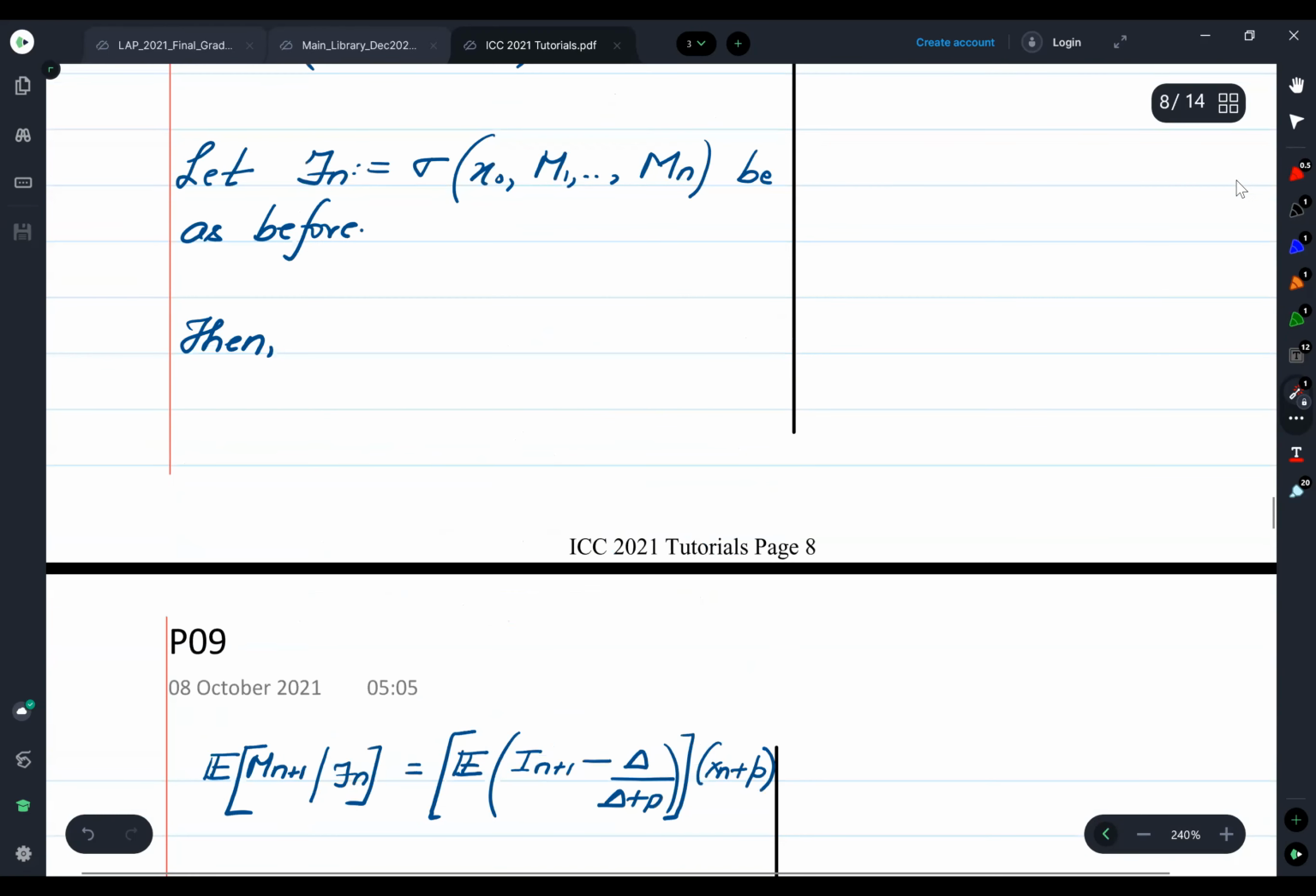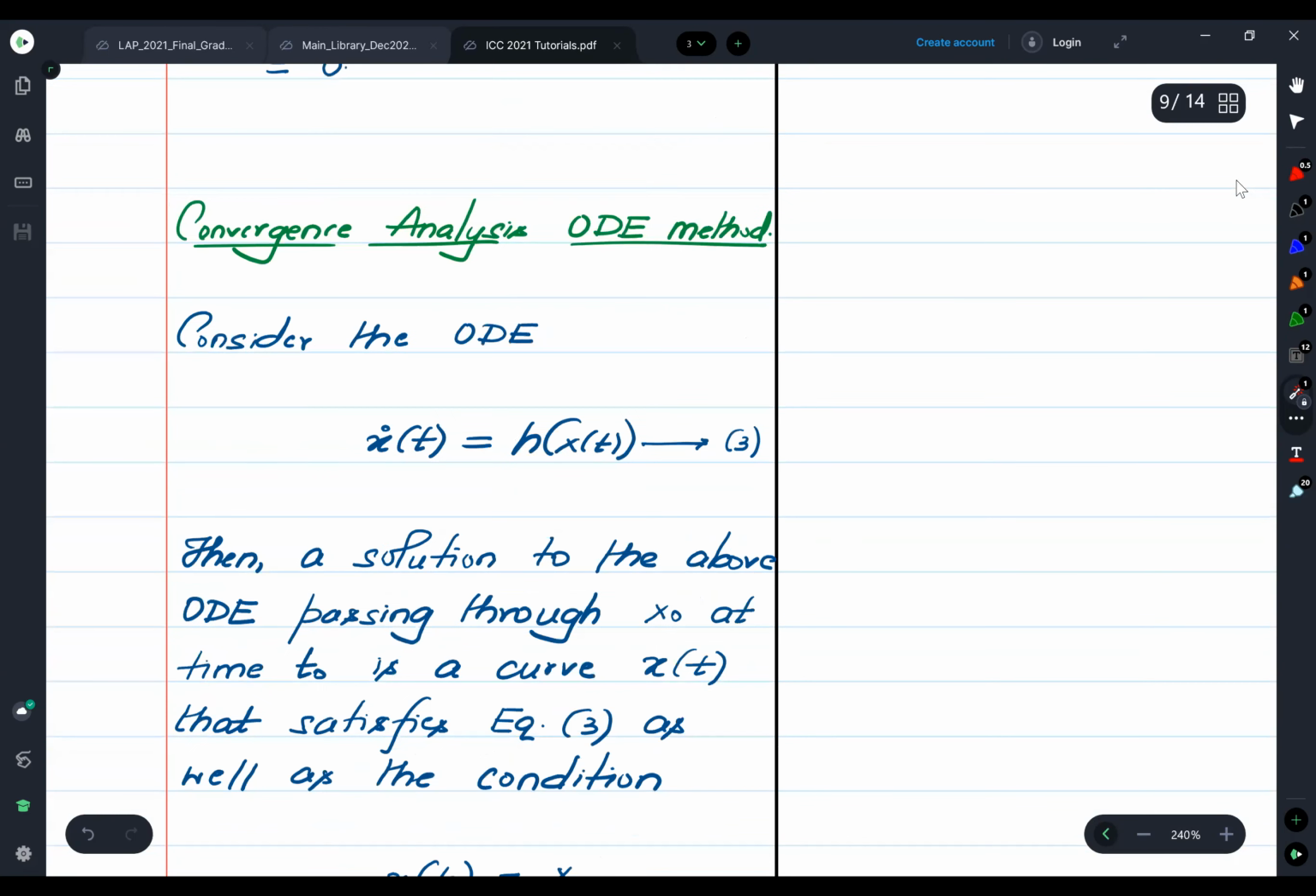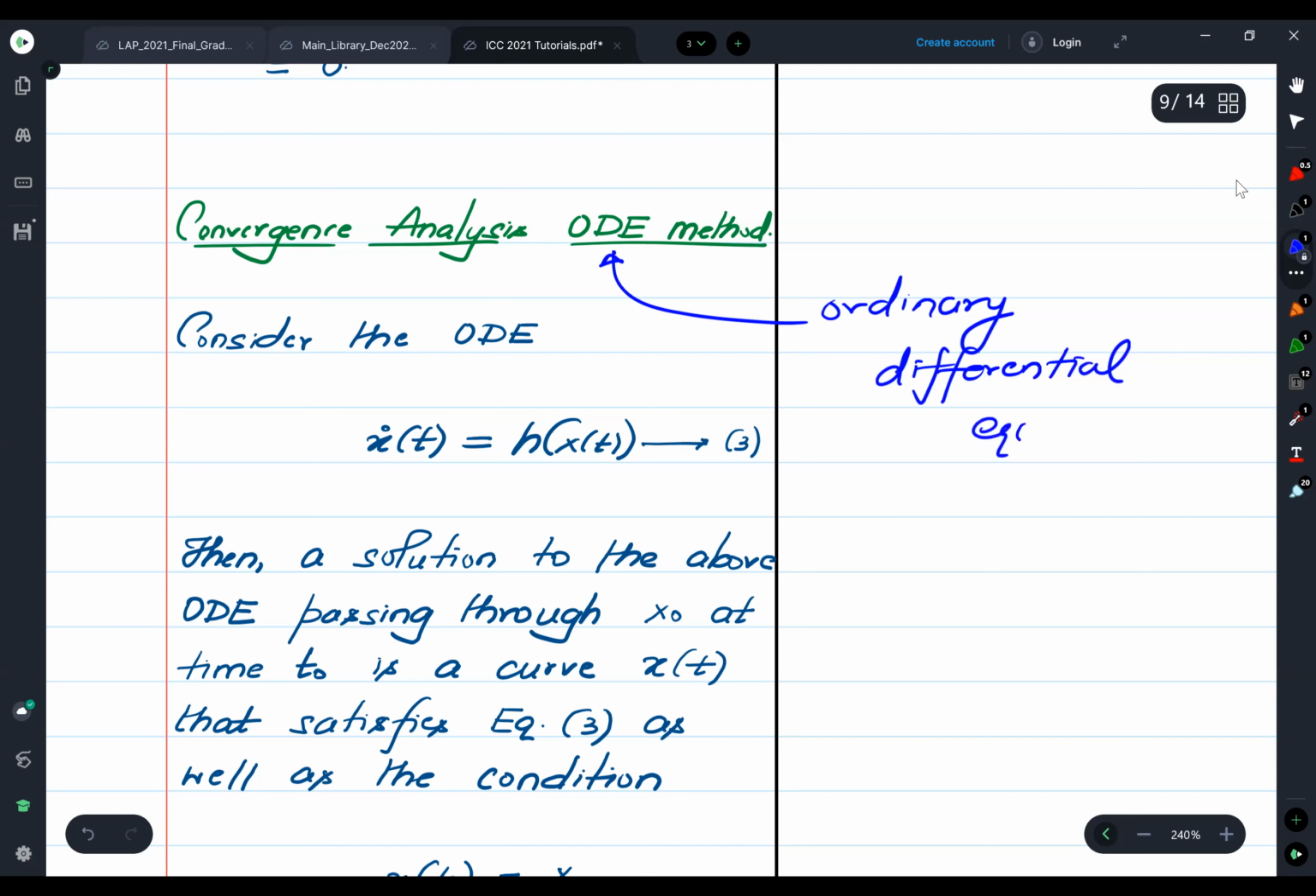One of the popular ways of answering this question is via what is called the ODE method. ODE here stands for ordinary differential equation. The popular approach for discussing the convergence of a stochastic approximation algorithm is the ODE method. So how does the ODE method work?